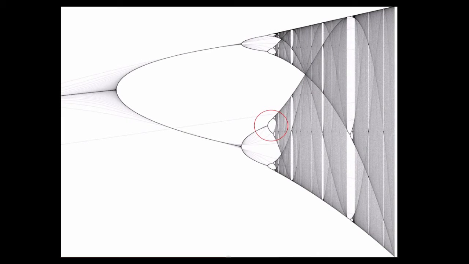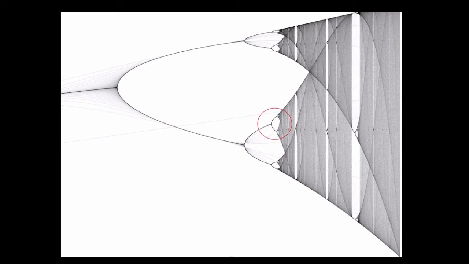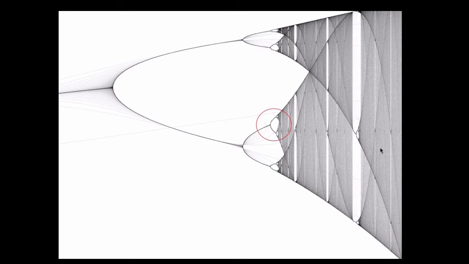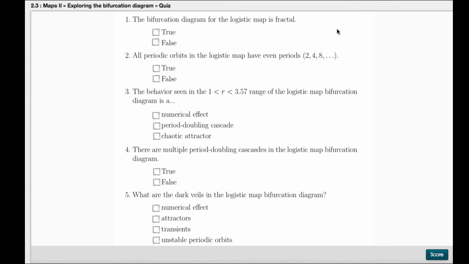In fact, if we were to zoom in on the red circle, we would see a complete copy of the logistic map's bifurcation diagram. Similarly, if we were to zoom in on this region, for example, or this small region, we would see another copy of the bifurcation diagram. Each one of these tiny self-similar copies has infinitely more self-similar copies contained within it. So for this reason, we would say that the bifurcation diagram of the logistic map is in fact fractal. As we just saw, the logistic map bifurcation diagram is in fact fractal, and so this question is true.